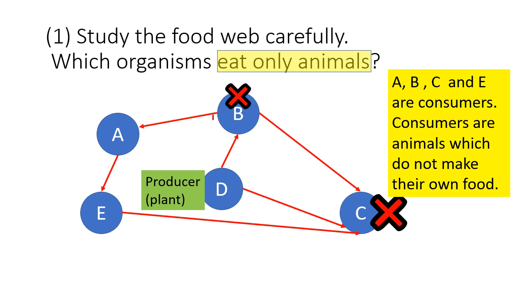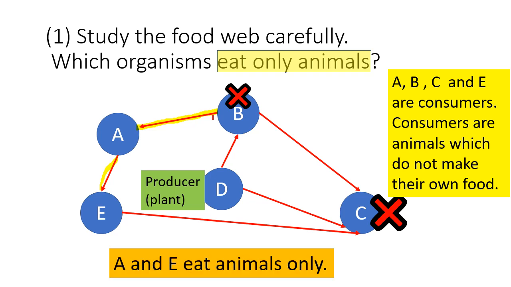Let's take a look at A and E. A eats B and B is an animal. E eats A and A is an animal. So, only A and E eat animals only.